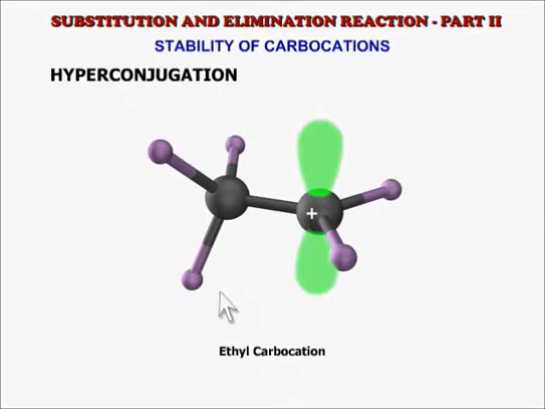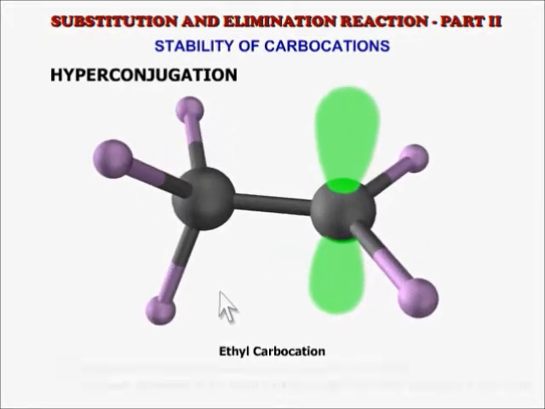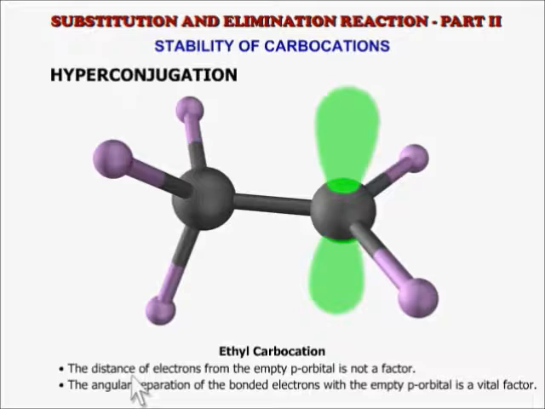While judging which electron is closer to the empty p orbital, the distance is not a factor. Rather, the angular separation of the orbital having donating electrons from the empty p orbital is a vital factor. This is understandable because distance doesn't matter if the total space is very small. The interacting orbitals should be properly oriented. That is, their angular separation should be minimal.